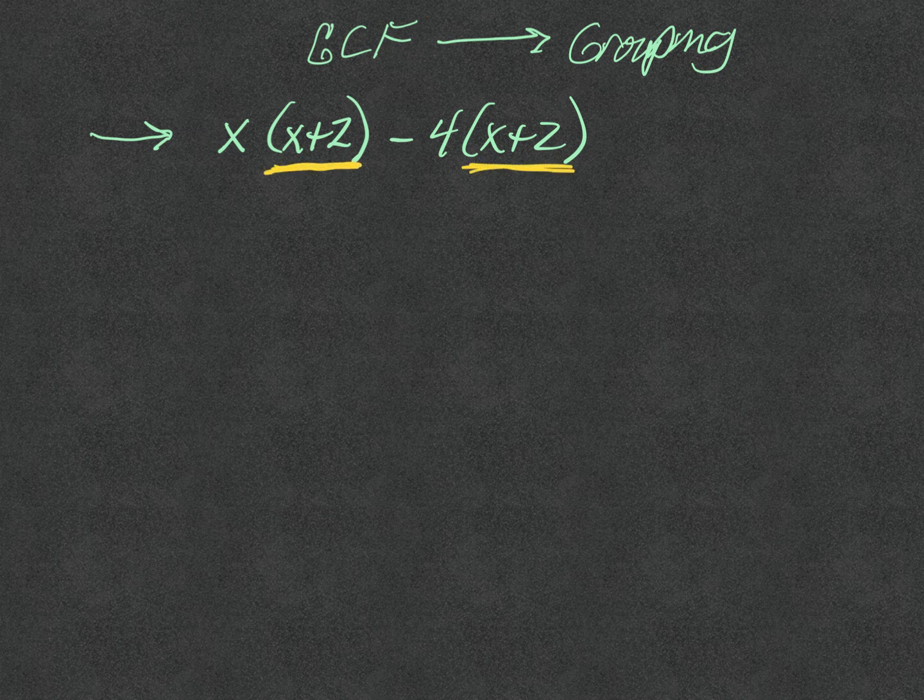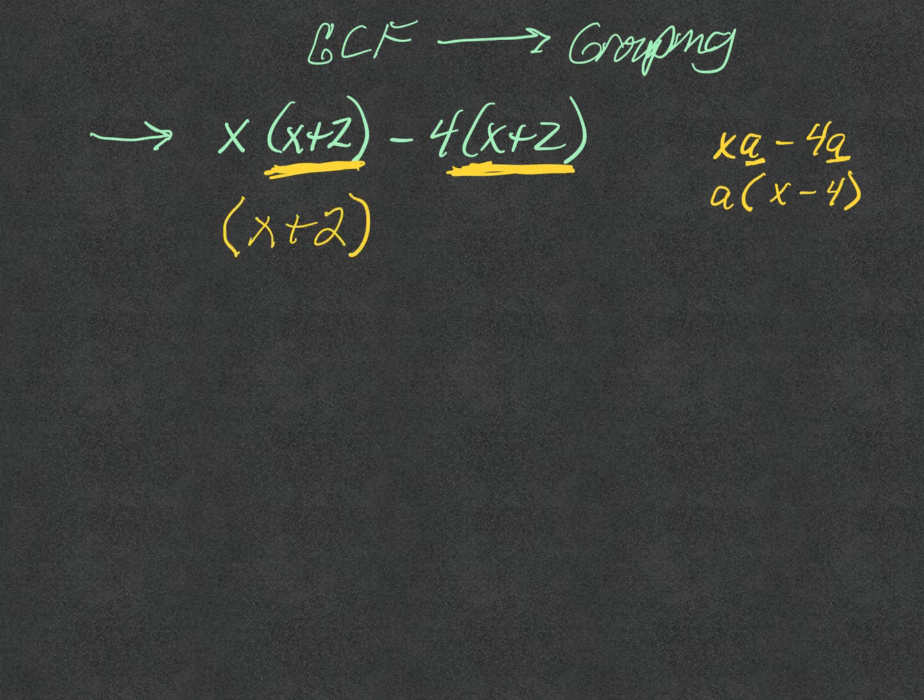But what has happened is we notice that we have a common group. So what this is like saying x times a minus 4 times a. And so we would say the a is in common, and we would factor that out and put a times x minus 4. Well, in this case, our a is the group x plus 2. So we factor the x plus 2 out as our greatest common factor, and then we're left with the x minus 4. And so this is completely factored.